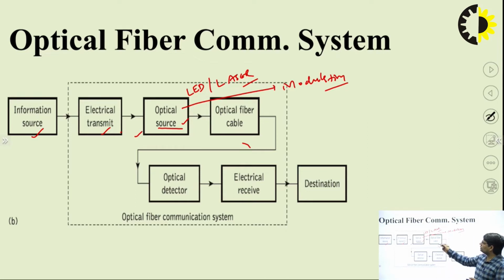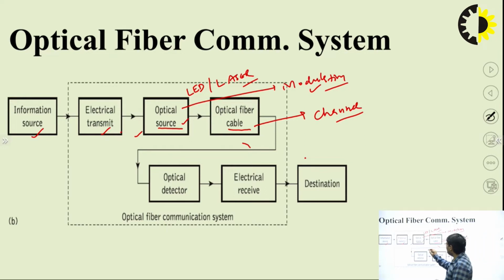So the optical source is important. It is used for electrical to optical conversion, for performing the modulation, that is intensity modulation, and after modulation we will have the optical fiber cable. This optical fiber cable is used as a channel. Like any other communication system, we require some kind of media or channel for carrying the signal. In this case, a special guided media known as optical fiber cable is used.